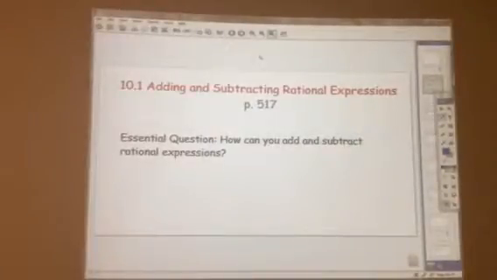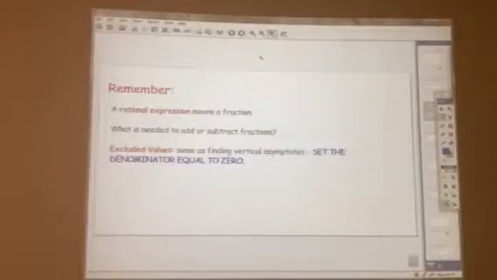Section 10.1, adding and subtracting rational expressions. We're on page 517. Essential question: how can you add and subtract rational expressions? Now remember, a rational expression just means a fraction. So anything that is written as a fraction is a rational expression.